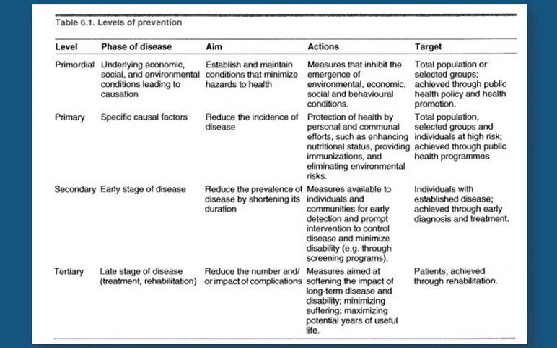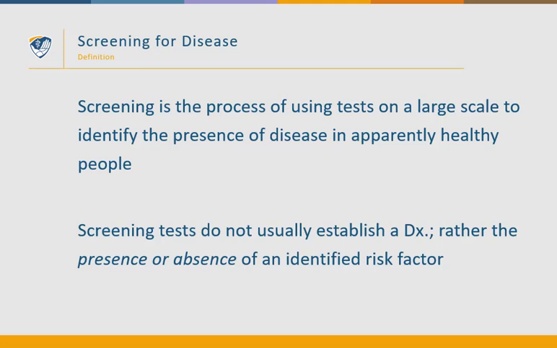All right, table 6.1 illustrates the different levels of prevention. I just included this in here. It's not something I think you're going to be questioned upon, but it's also in your textbook. Let's pause here now and we'll pick up in part 2.